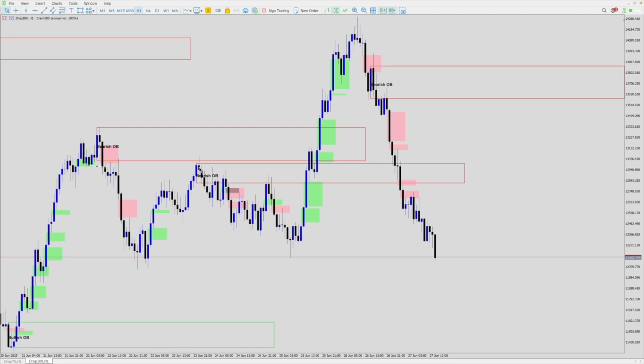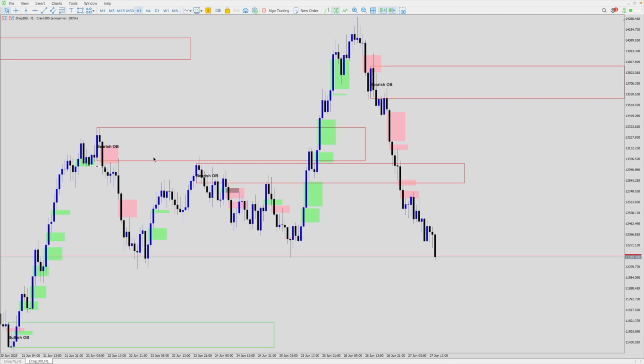Price created another order block right over here, came up, retest, came up, retest, broke through. Here you can see as well, this order block was created, price went up, came back for the retest immediately, and we went down, leaving this fair value gap right over here.